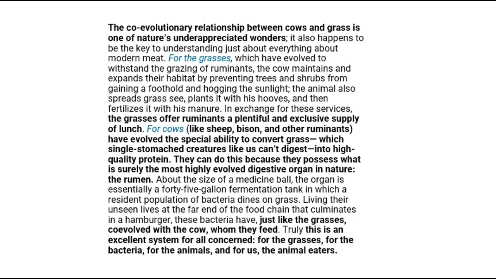Cows like sheep, bison, and other ruminants have evolved a special ability to convert grass, which single stomach creatures like us can't digest, into high quality protein. They can do this because they possess what is surely the most highly evolved digestive organ in nature, the rumen. And then you'll have to look for the last sentence as they will be concluding in the last sentence. Here you can see the last sentence. This is an excellent system for the grasses, for the bacteria, for the animals, and for us. So now we'll be solving this question.